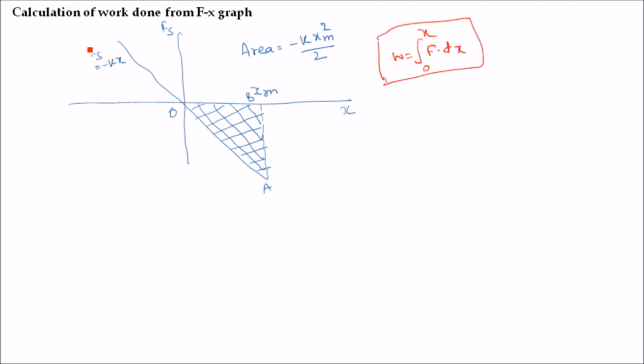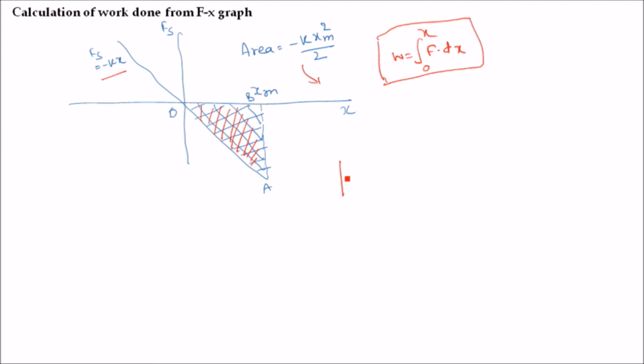In the case of a spring, the force will be minus kx, and the area will be given by this. So clearly, the work done for stretching the spring through a distance xm will be given by minus k xm square by 2, and this is the work done by the spring restoring force.